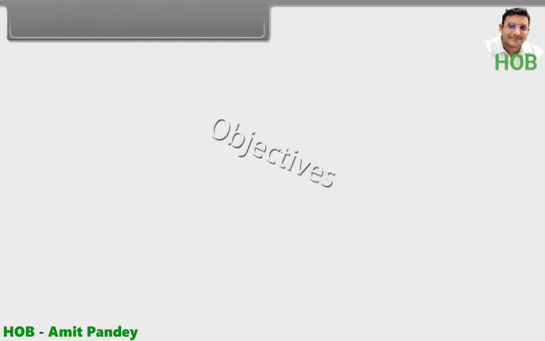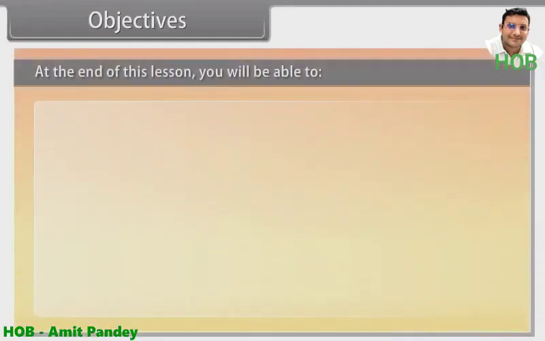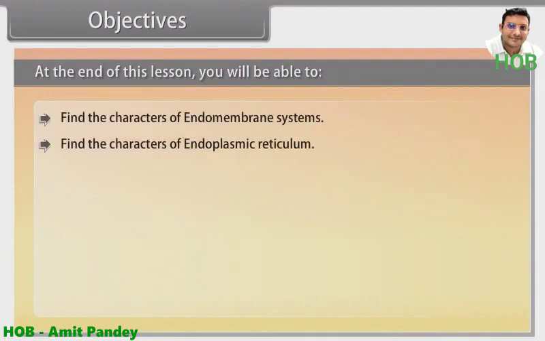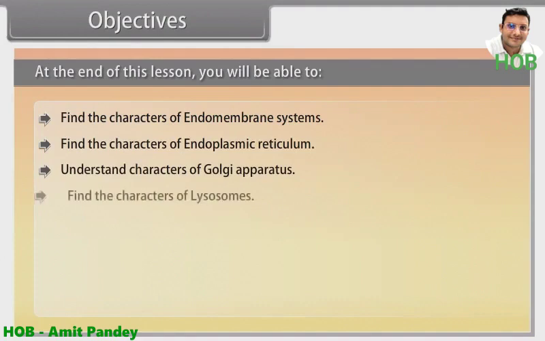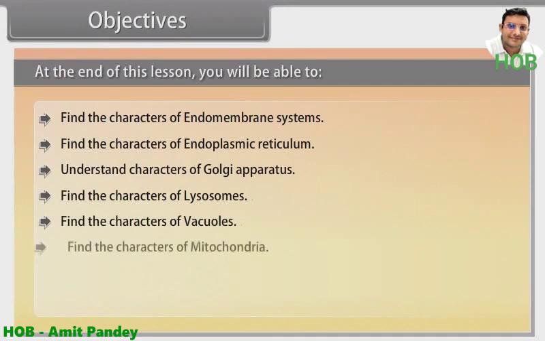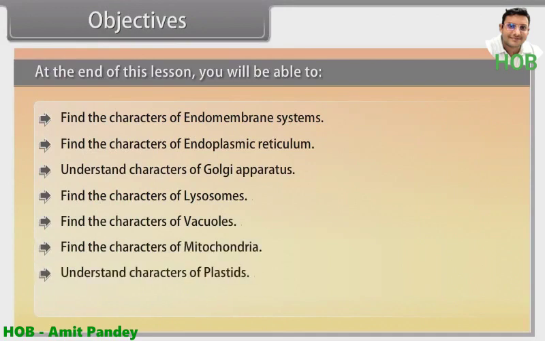Objectives. At the end of this lesson, you'll be able to find the characters of endomembrane systems, find the characters of endoplasmic reticulum, understand the characters of Golgi apparatus, find the characters of lysosomes, find the characters of vacuoles, find the characters of mitochondria, understand the characters of plastids, and find the characters of ribosomes.